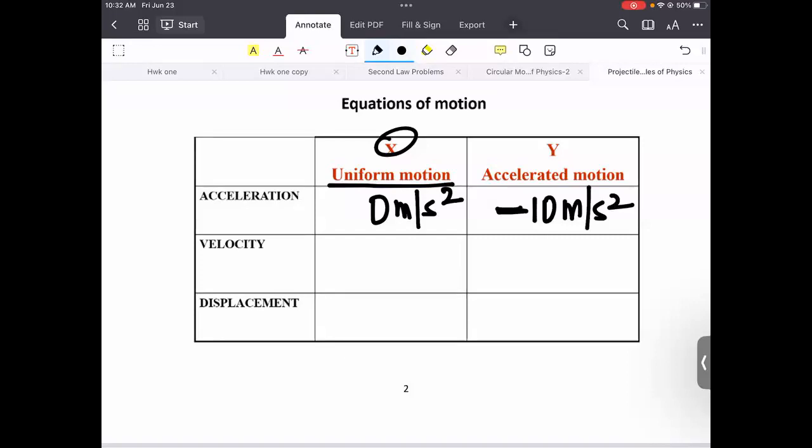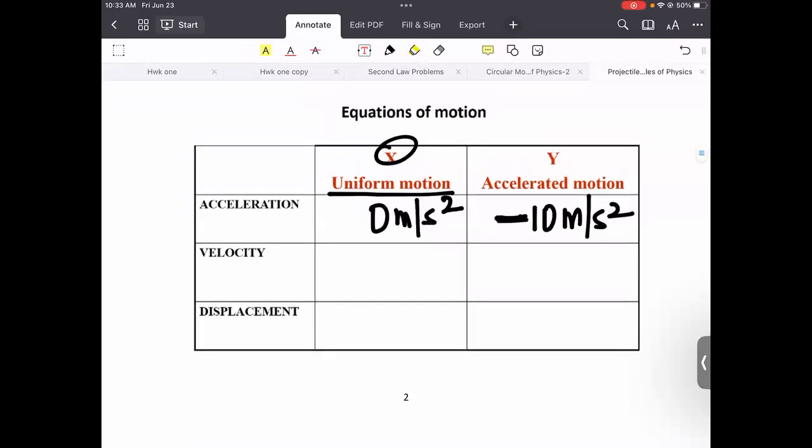I hope you remember Newton's second law of motion. It says that the direction of the net force is the direction of the acceleration. So here, acceleration is always going to be negative, in other words, downward, if we choose down as negative and up as positive. So in this case, acceleration is minus 10 meters per second squared.